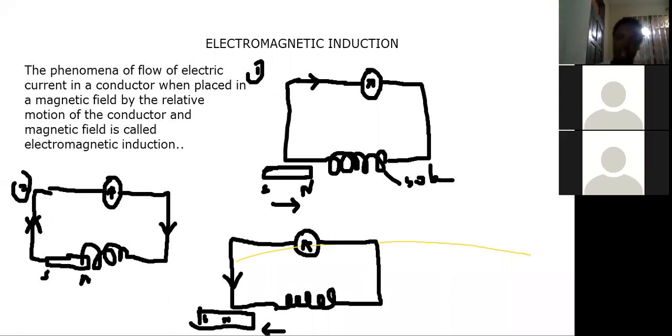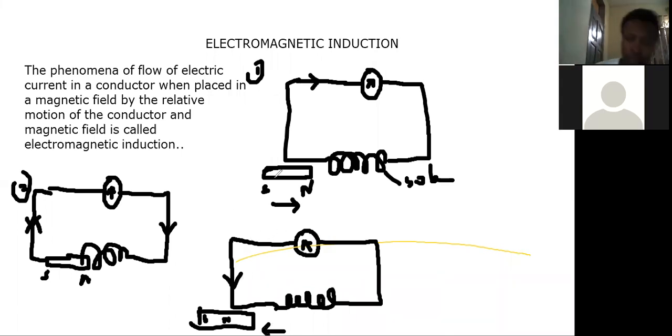So these are the three experiments we are going to consider. Before we finish, you consider another set of experiments. These are the experiments Faraday, the one who propounded the theory of electromagnetic induction, did before he was able to propound this theory.